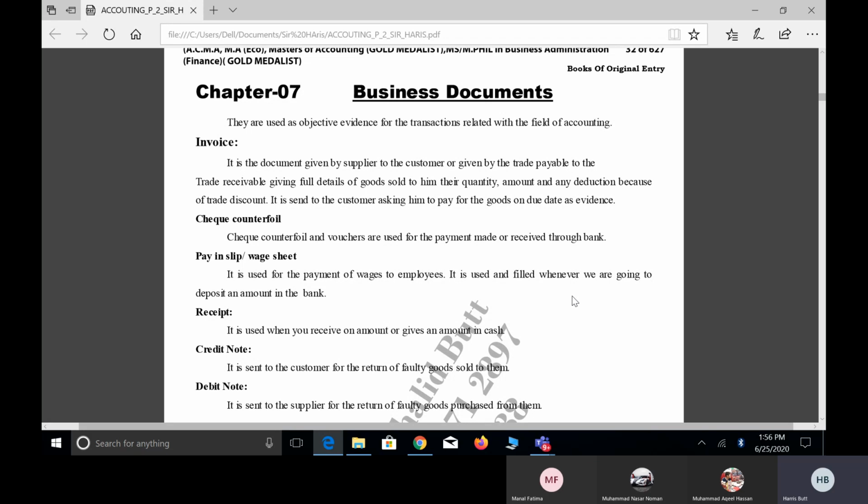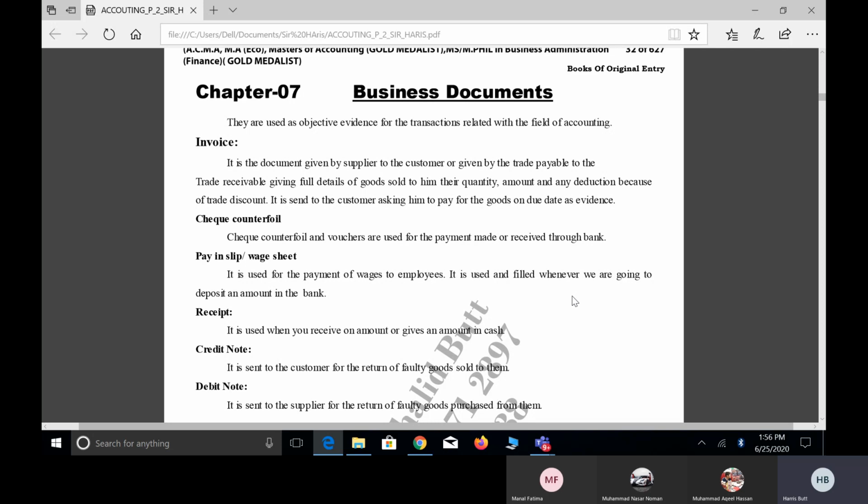So you have to write it that credit note and debit note are used for the return of goods. Please write it down. यानी क्रेडिट एंड डेबिट नोट कब यूज होते हैं? जब हम चीजें वापस करते हैं या आपको वापस आती हैं. Credit note and debit note are used for the return of goods.